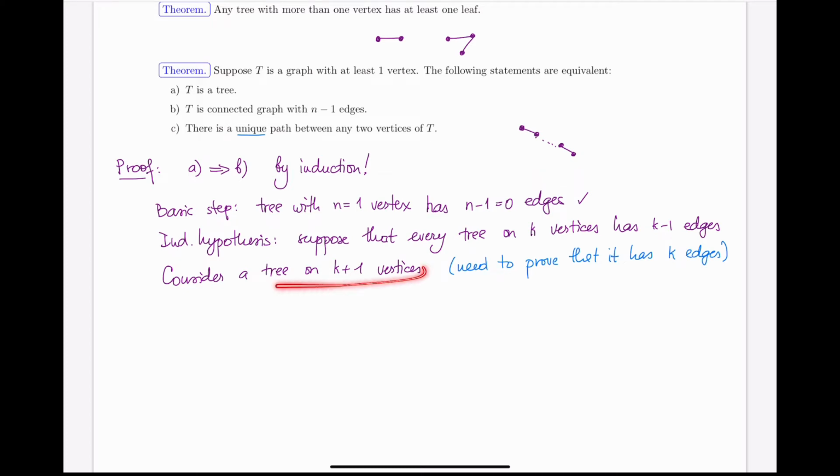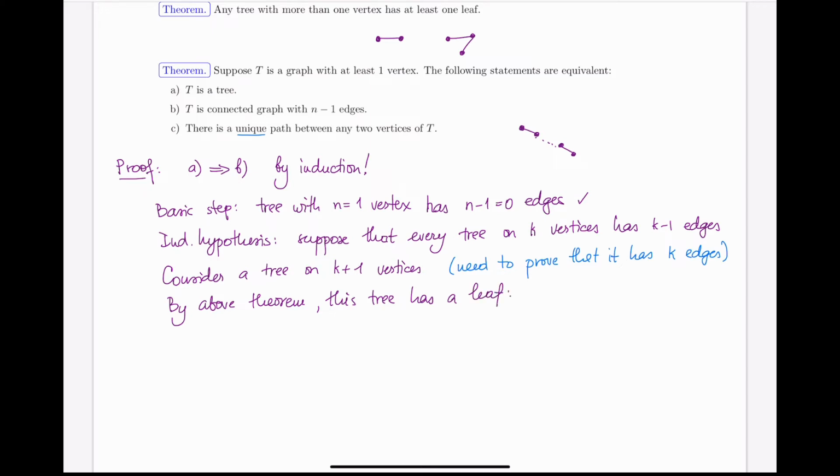Now, if I have a tree on k plus 1 vertices, I can first of all apply this theorem. Any tree with more than one vertex, well, my base case was 1, so my k plus 1 is at least 2. So any tree with more than one vertex has at least one leaf. So what I know about this tree is by above theorem, this new tree of mine on k plus 1 vertices has at least one leaf. We can say has a leaf.